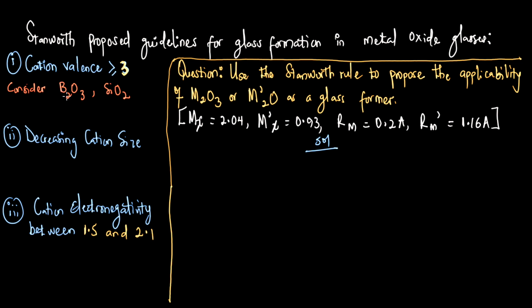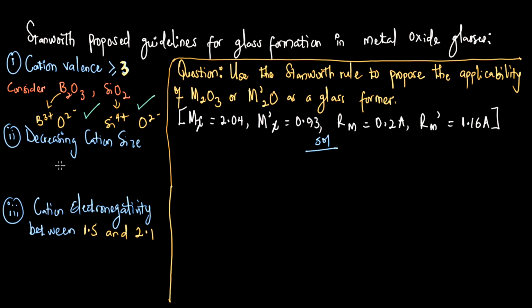Recall that we said that the main components of most glasses are silica or boron oxide. If we try to break this into charges, we're going to have B3 plus and O2 minus, right? So the cation valence is definitely up to 3. Looking at this also, we have Si 4 plus and O2 minus. So the cation valence is greater than 3. So they obey the rule here. Let's say these both obey.